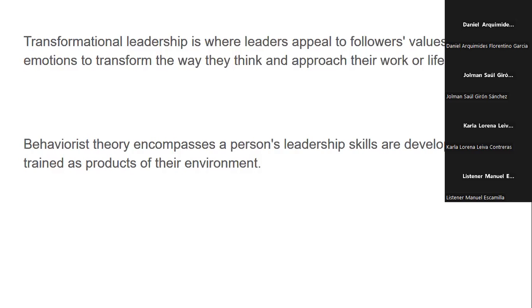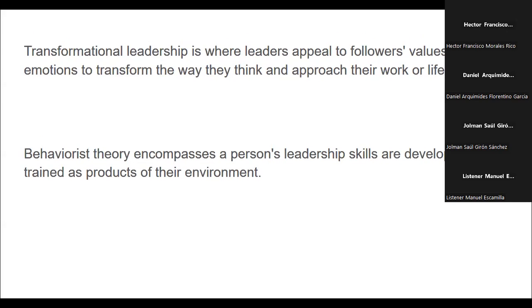Okay, let's move on. This one is going to be for Manuel Escamilla. Not possible. Carla Lorena, go ahead. Transformational leadership is where leaders appeal to followers' values and emotions to transform the way they think and approach their work or life. Behaviorist theory encompasses that a person's leadership skills are developed through training as a product of the environment.